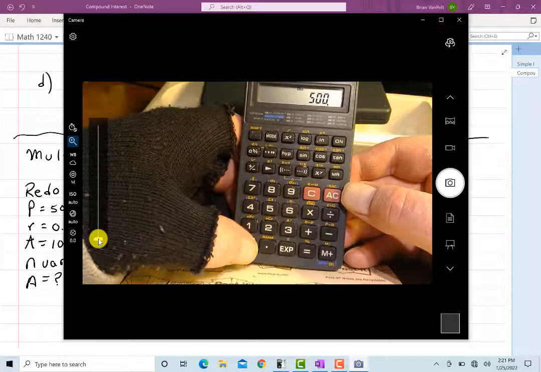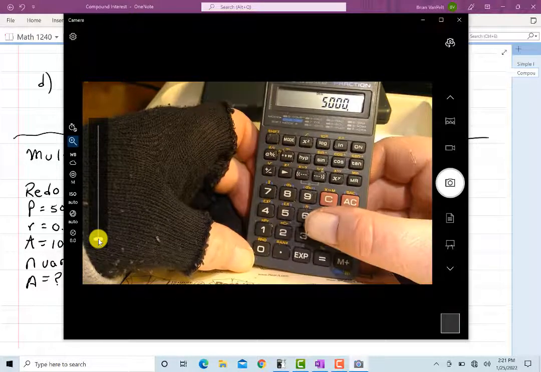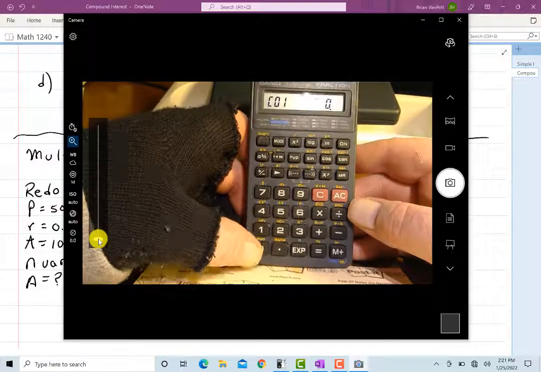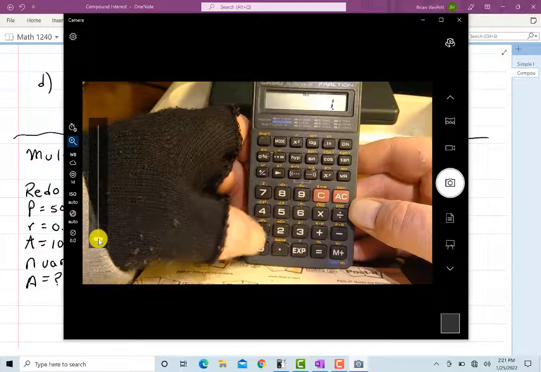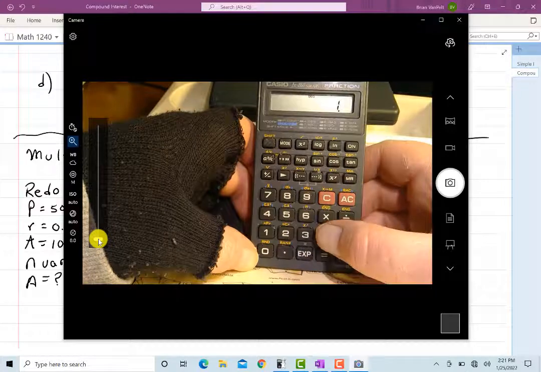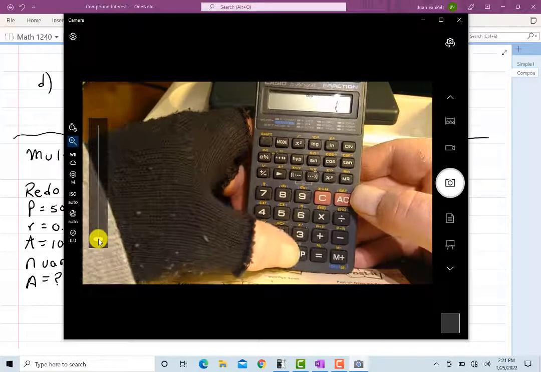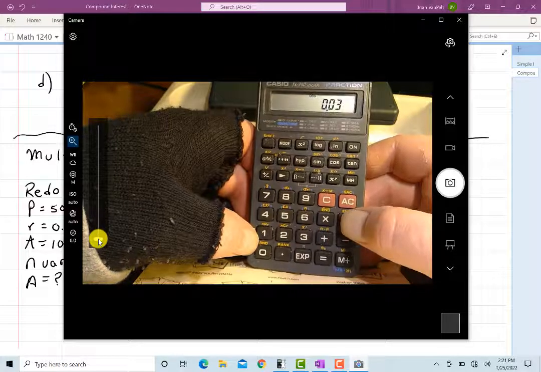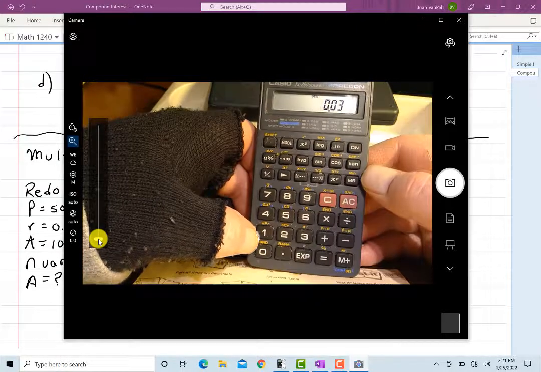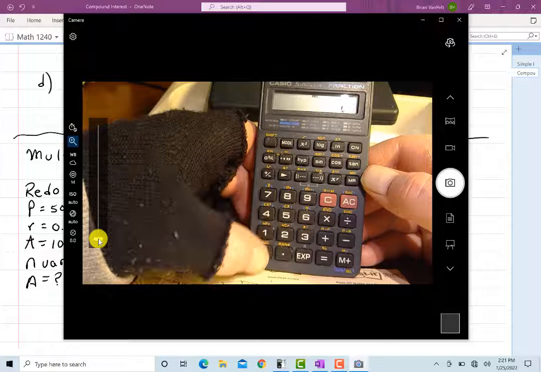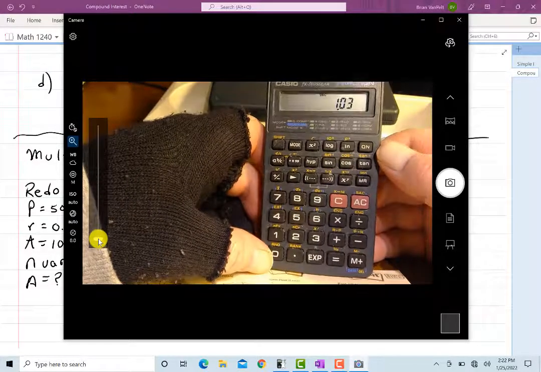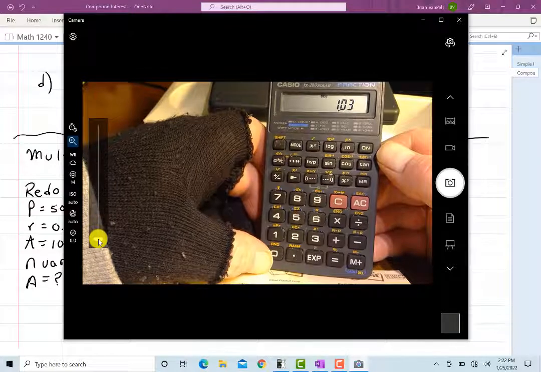5,000 times, let me start a parenthesis, 1 plus 0.03 divided by 1. Finish the parenthesis, and it tells you what you have inside of the parentheses.